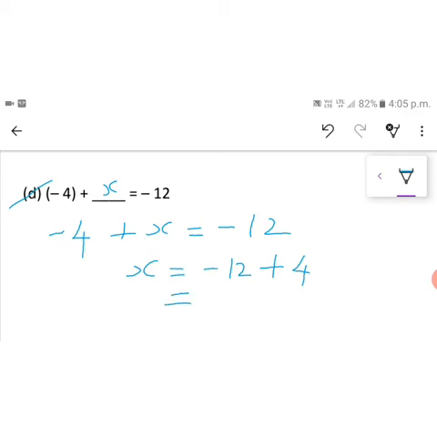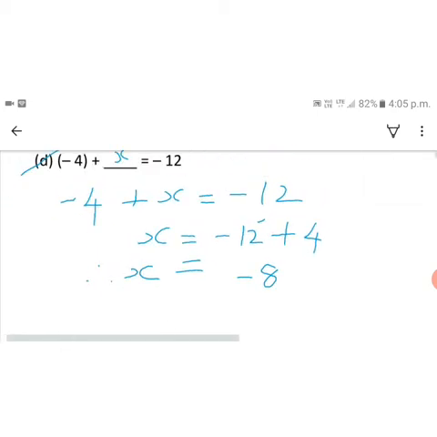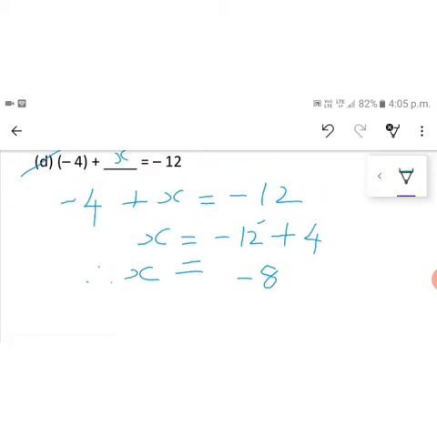Here both the numbers have different sign. So subtract these two numbers. 12 minus 4 we get 8 and give the sign of the bigger number. The bigger number is 12. So give the sign of the bigger number, minus. Therefore x equal to minus 8. Minus 4 plus minus 8 equal to minus 12.